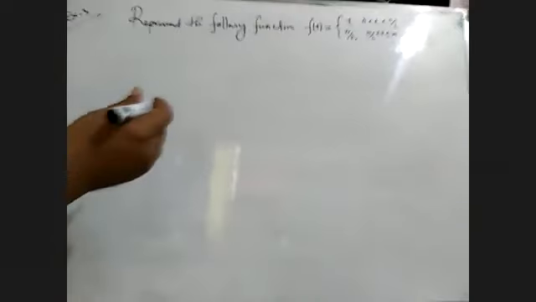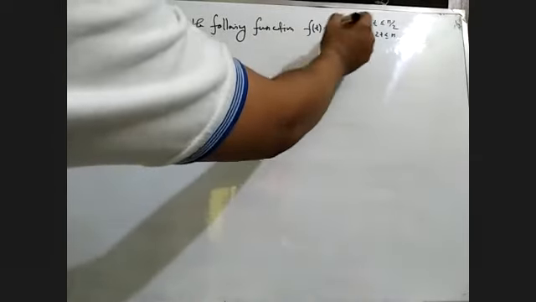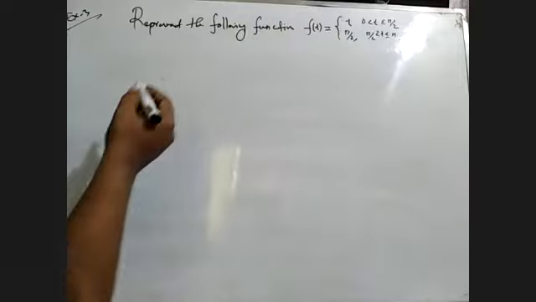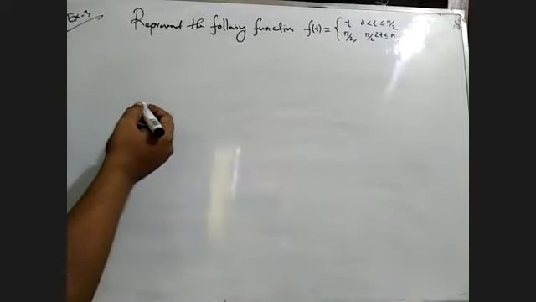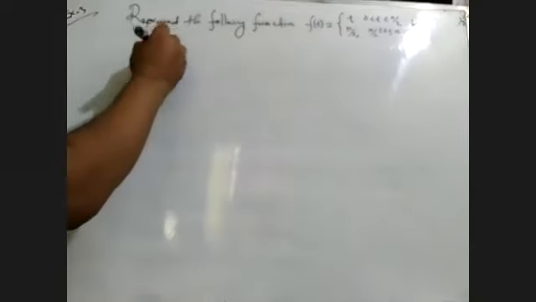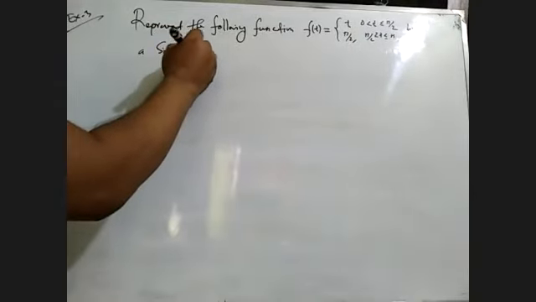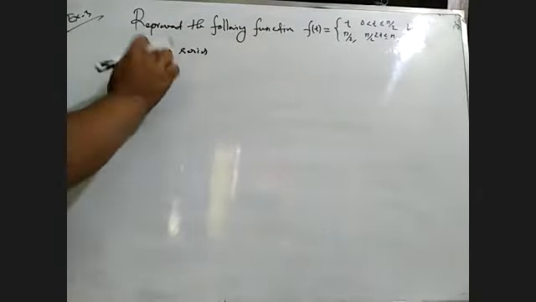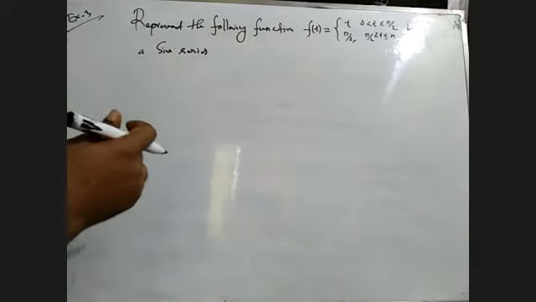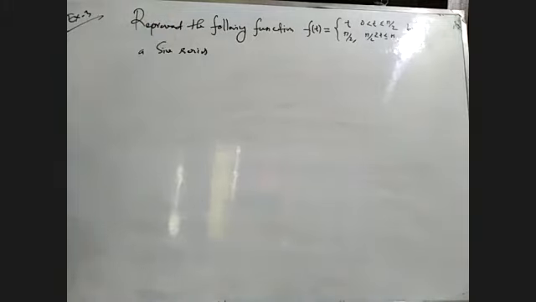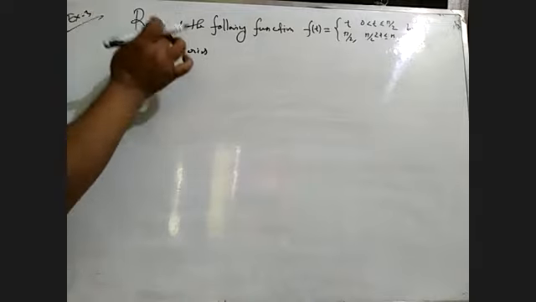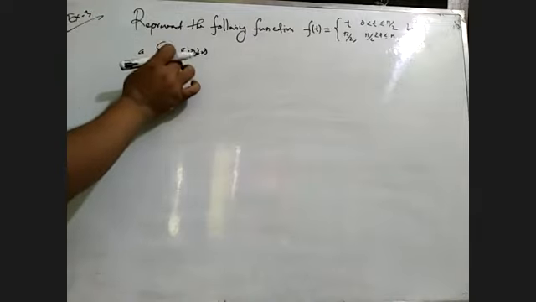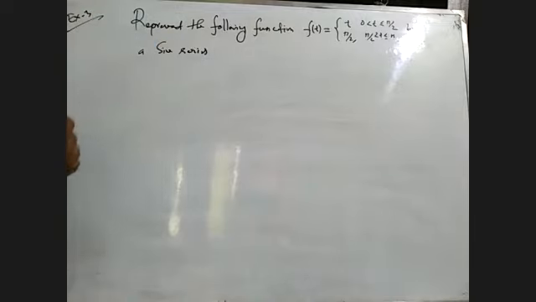Actually this function lies between 0 to pi, represented by a sine series, a part of the Fourier series, only the sine series. This is why it is called half range. This is also called the half range Fourier series. That means only sine series. Now the solution will be like this.